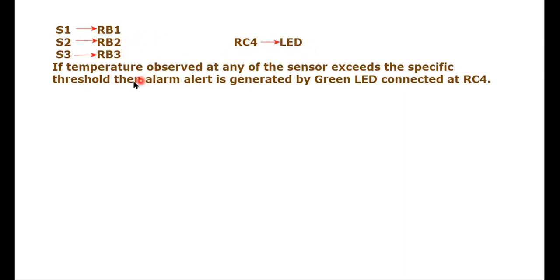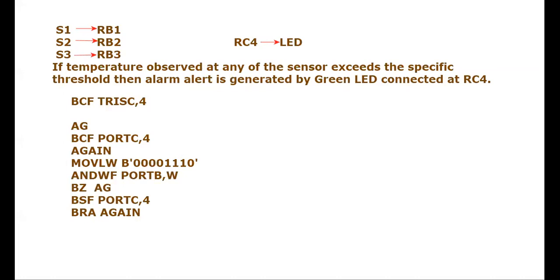Remember, it says any one. That means it is quite possible that any two sensors, or all three, are generating a high value. So the LED should be turned on, right? But the minimum requirement is that at least one of these three sensors should be sending a high value to these three pins, right? So let's write the code.